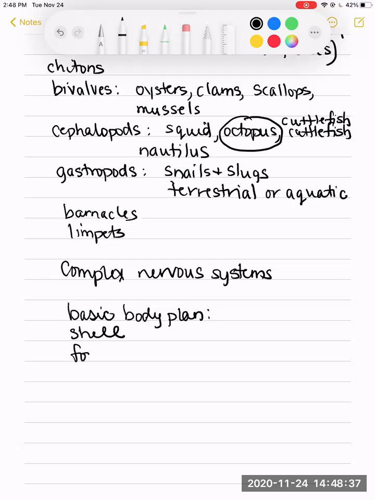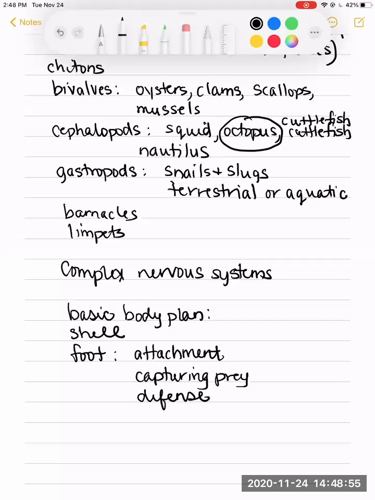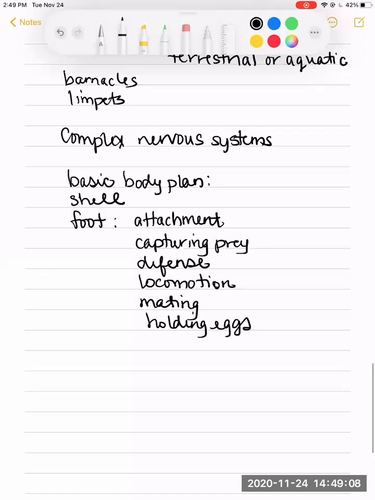They all have a structure called a foot, and that foot is used for a variety of things. It can be used for attachment to rocks or other surfaces. It can be used for capturing prey, defense, obviously locomotion, for mating, for holding eggs, lots of different functions of the foot.